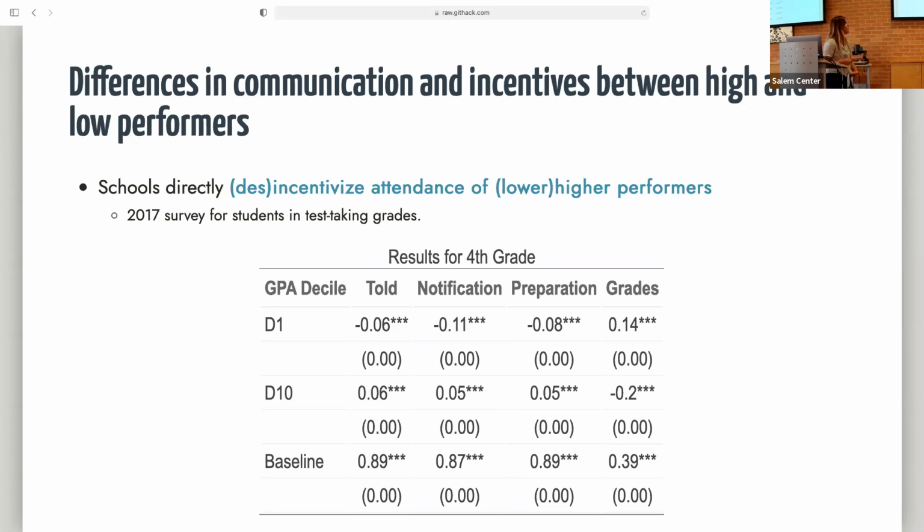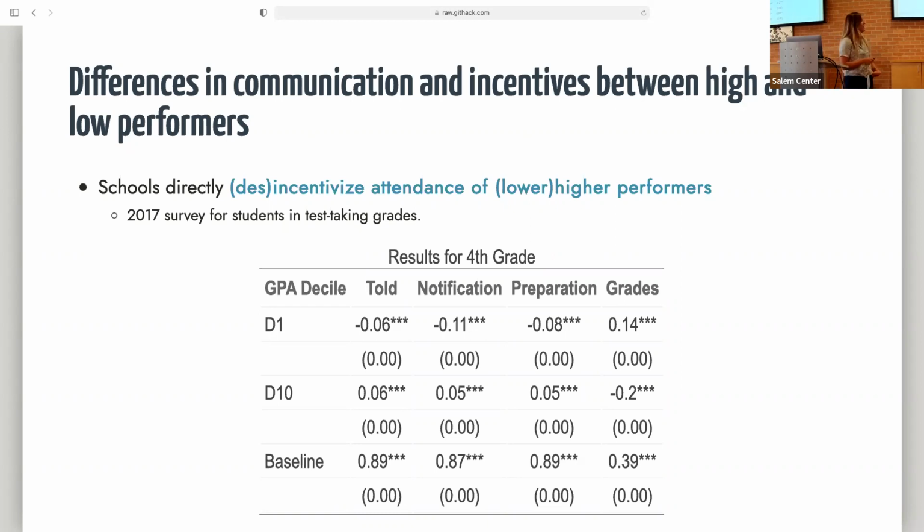So as we can see here, for the bottom performers, the first decile, most of them have a negative difference among those whose parents were notified that the test was happening, right? So it seems there's a communication thing happening. It might be explicit by the school, or it could be that lower performers attend less and were not there the day the teacher told everyone that the SIMCE is going to be that day.